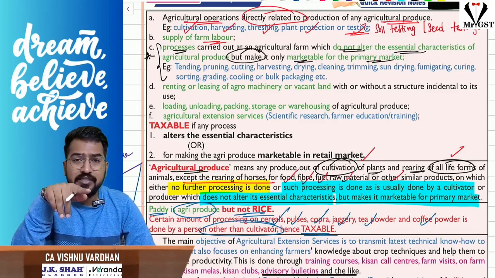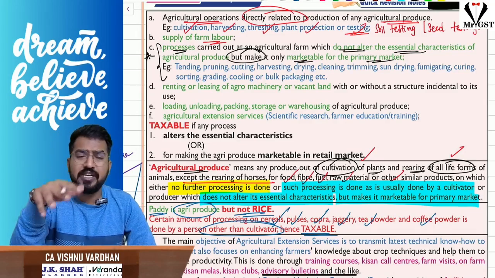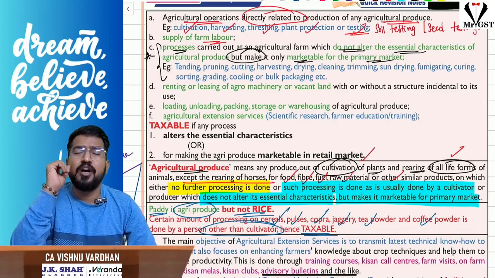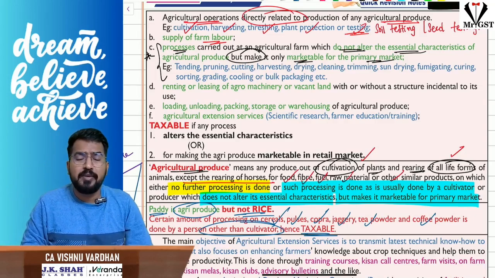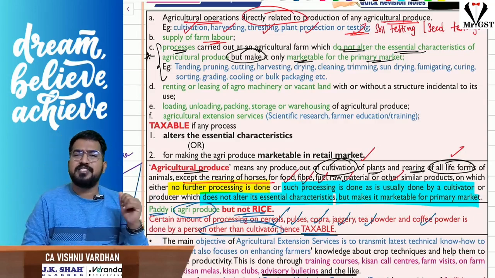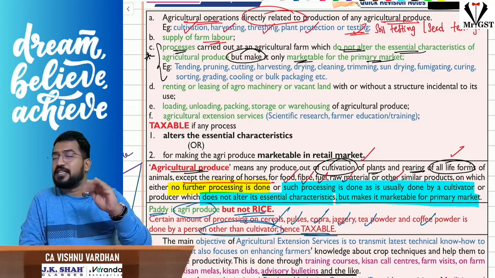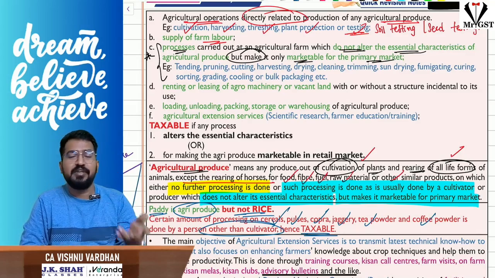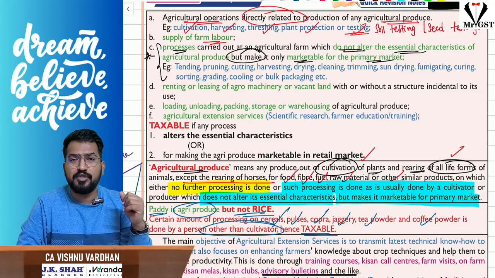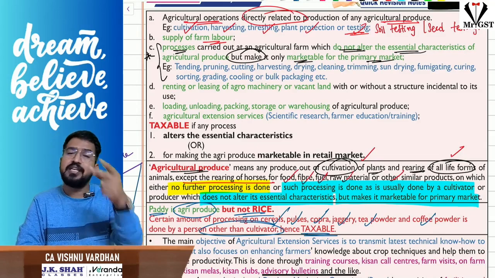But if it alters the characteristic, for example, from sugarcane crop you are making jaggery in the farmland itself, or I am extracting tomato pulp and making tomato sauce in the farmland itself, or I am making potato chips, Lay's packet, in the farmland itself. Just because it is done in the farmland, done by the cultivator, you cannot say that is an agricultural produce. It should be carried out by the cultivator and it should not alter its essential characteristic.